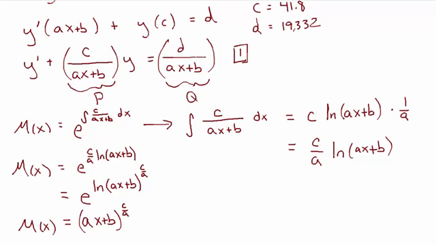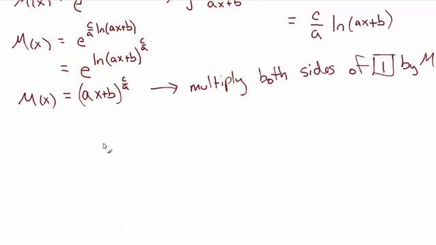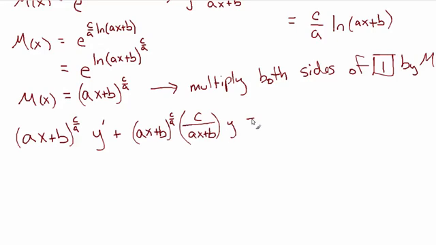So that's our integration factor. And now, following the procedure we talked about before, we're going to take that mu and multiply both sides of the original equation, equation 1 that we marked up here, by mu. Okay, so we're going to get mu on the first term, (ax + b) raised to the c over a times y prime, plus (ax + b) raised to the c over a times c over (ax + b) times y, equals (ax + b) to the c over a times d over (ax + b).